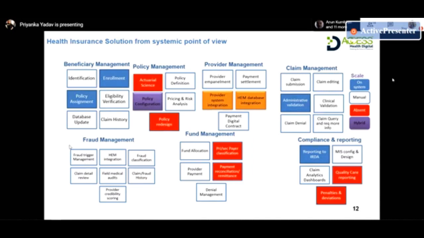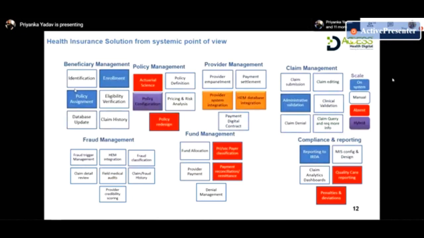So I'll just take one by one. What are the processes that are covered in India? Beneficiary management. We all, one way or another, have health insurance, right? So the first and foremost thing that is done is beneficiary identification.